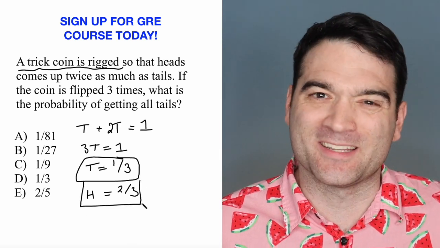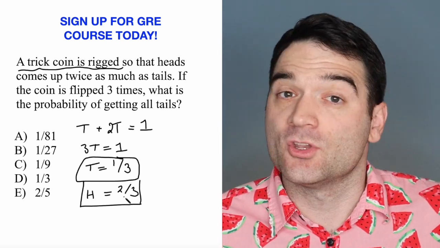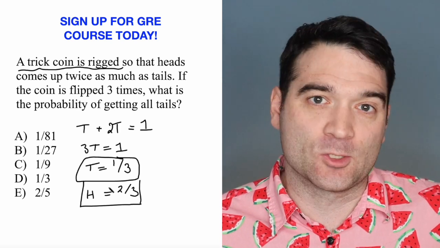Probability is one of those words that does not roll off the tongue. Okay, so tails is 1/3, heads is 2/3. And just to check, when you add 1/3 to 2/3, sure enough, you get to 1.